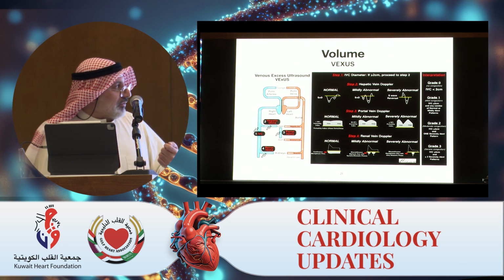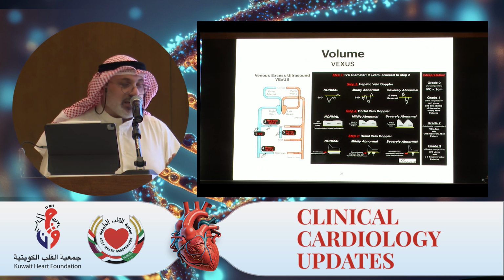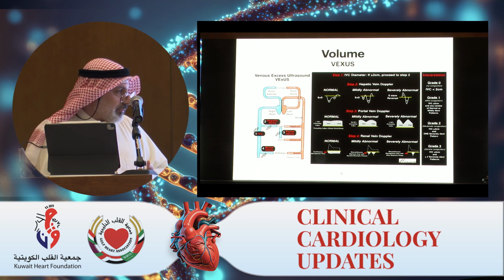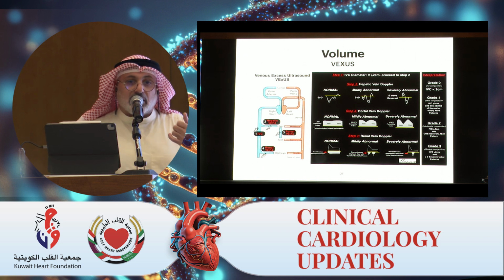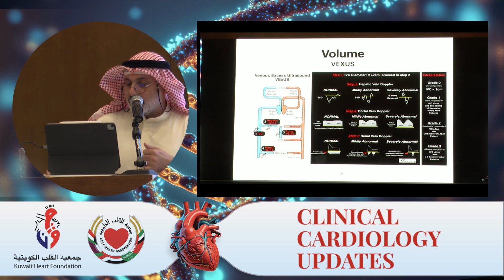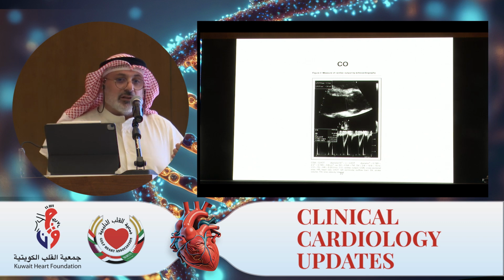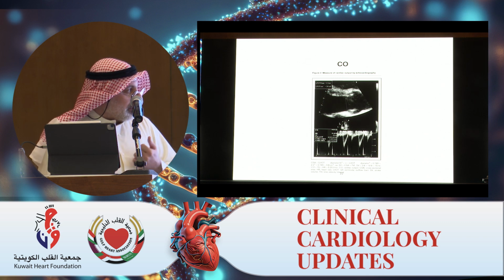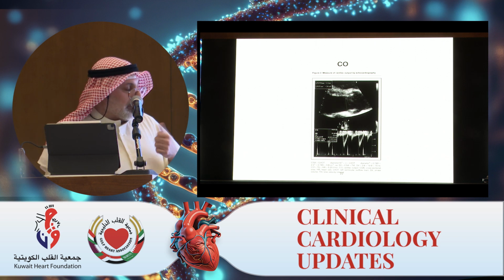What we look at is the hepatic vein flow, the IVC diameter, the pattern of flow in the hepatic vein, the pattern of flow in the portal vein, and the pattern of flow in the renal vasculature. We look at cardiac output. We want you to calculate cardiac output for us by doing the LVOT area, multiplying it by the VTI.